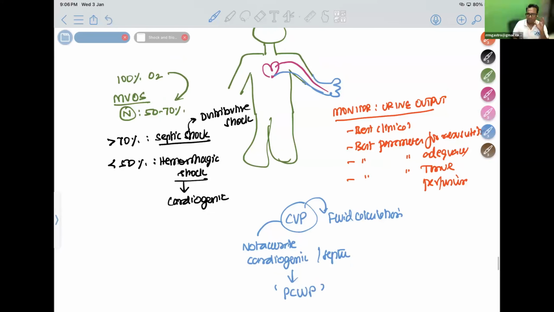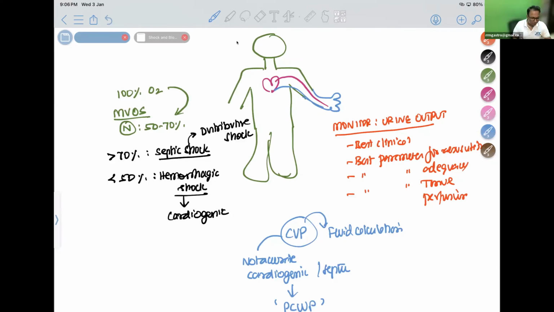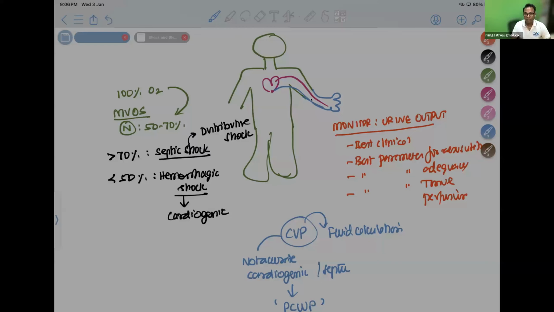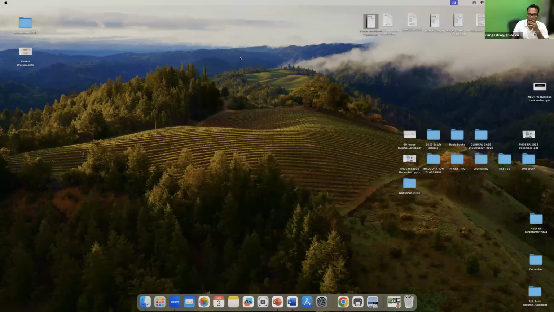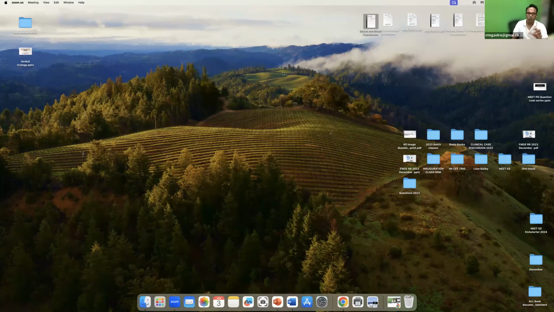But please understand, compensated shock is up to 15%, and you can manage it for up to 12 hours. Up to 15%, no need to worry. 15 to 30%, we can manage only up to 12 hours. Within 12 hours, we have to manage them. Otherwise, they'll go for MODS.